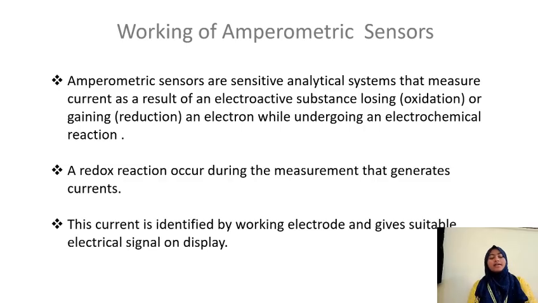Next point, a redox reaction occurs during the measurement that generates current. The redox reaction, maybe oxidation or reduction, is occurring during the process and generating the current in the form of flow of currents. Here also the current is identified by the working electrode and generates the suitable electric signals on the display. Here the working electrode is identifying the current, whereas in potentiometric sensors it identifies the H plus ions. Let us see the practical applications and understand the process.